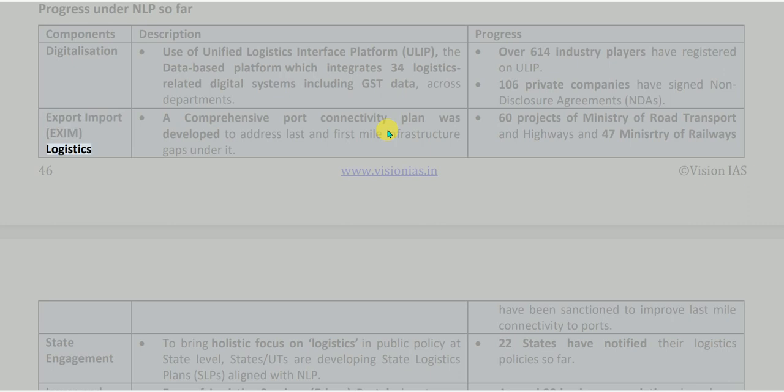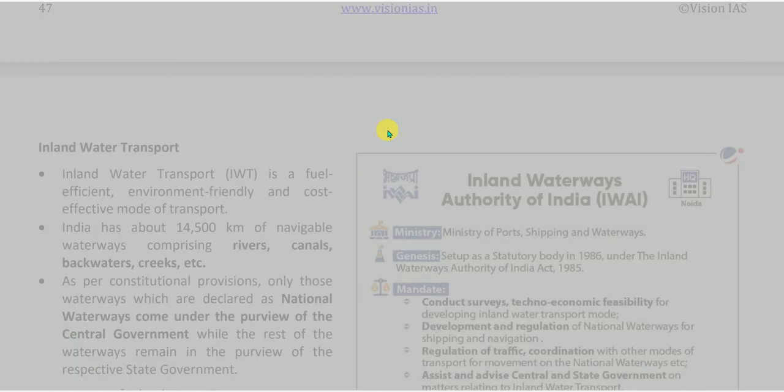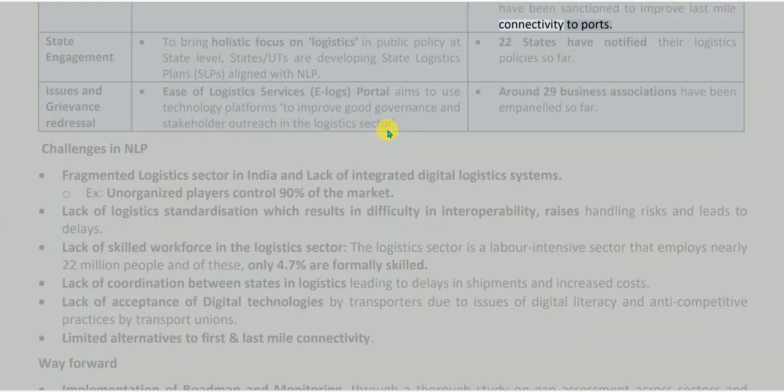A comprehensive port connectivity plan was developed to address last and first mile infrastructure gaps. Under it, 60 projects of the Ministry of Road Transport and Highways and 47 of the Ministry of Railways have been sanctioned to improve last mile connectivity to ports. State engagement: to bring holistic focus on logistics in public policy at state level, states are developing state logistics plans, SLPs, aligned with NLP. 22 states have notified their logistics policies so far.